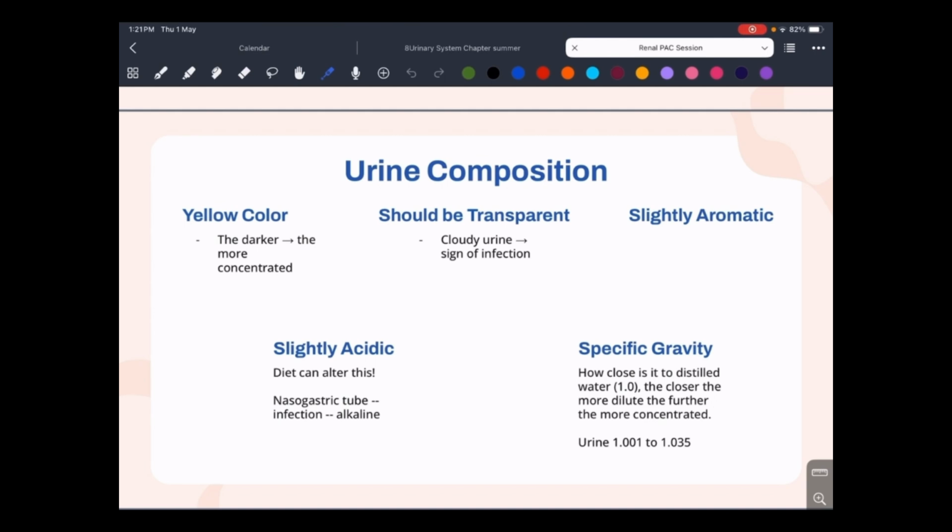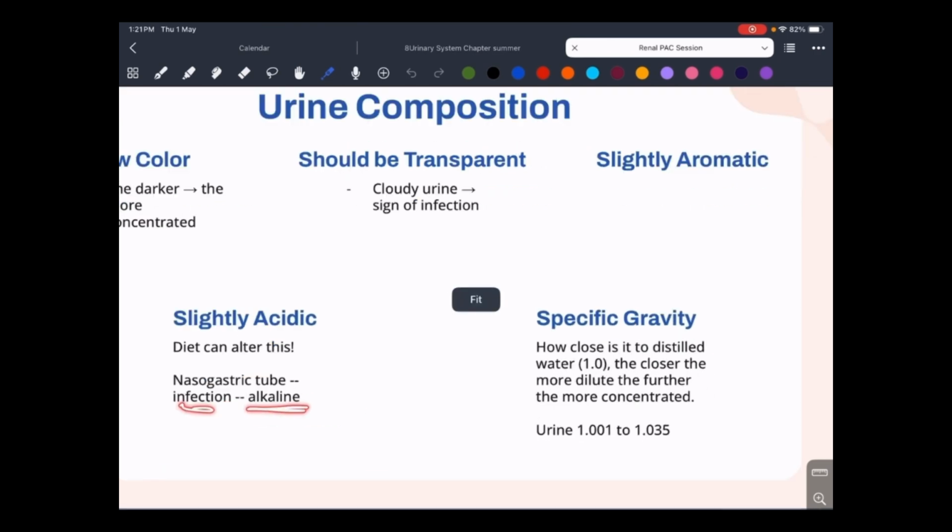It could be due to a multitude of reasons, really. They have problems swallowing, they're not keeping food down. It could be a bunch of problems. But yeah, it can cause an infection that can turn it alkaline.